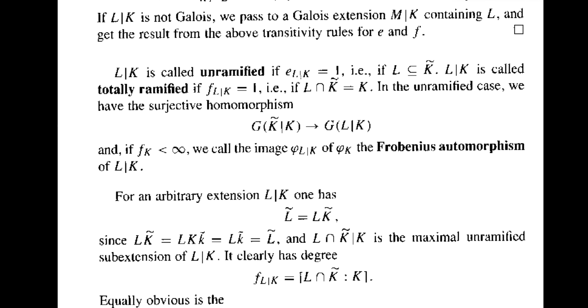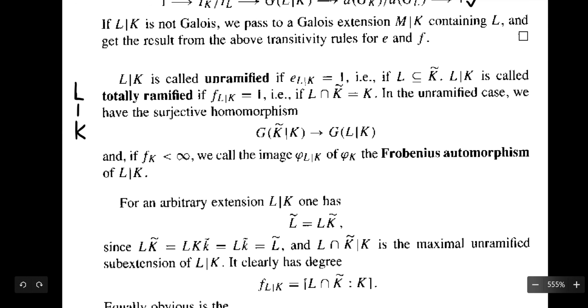Alpha is called unramified if the ramification degree is 1. Consistent with the notation for local fields, okay? The value is contained in K_L. Alpha is called totally ramified.